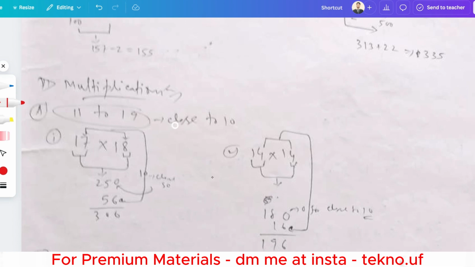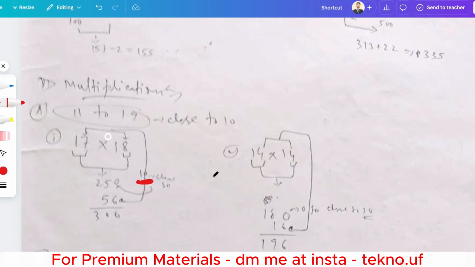At first, see, the number is close to 10. Okay, so base is 10. You have to assume that. Okay, base is 10. So what is the shortcut? That is 17 plus 18, right? Both numbers are lying between 11 to 19. So here 17 and 8, you have to add this number. That is 25. As this is close to 10, you have to just add 10 here.